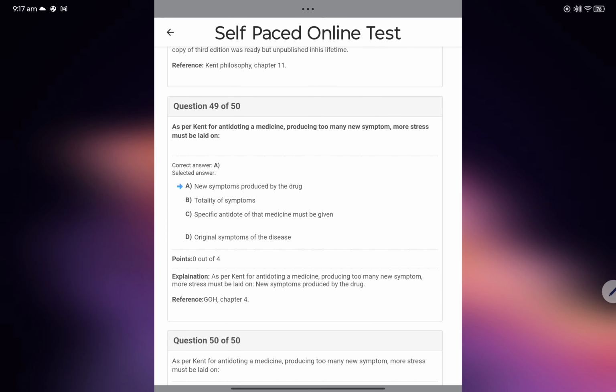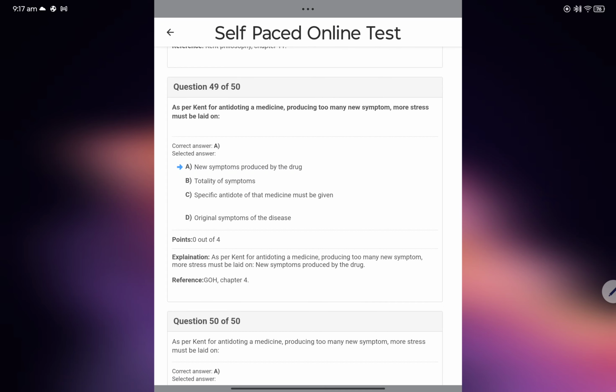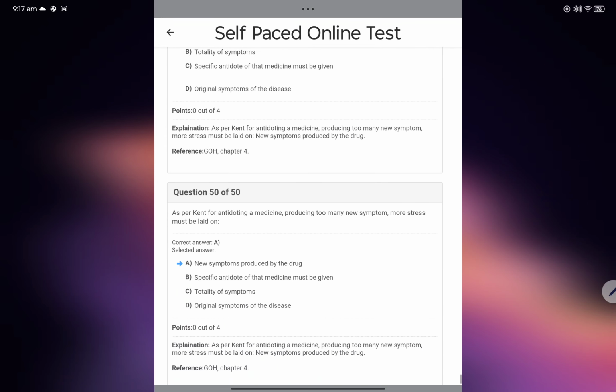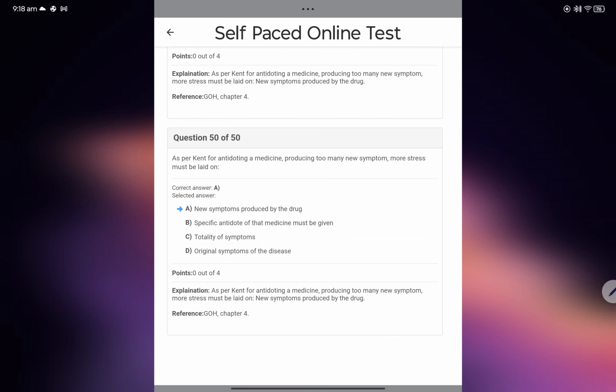Next question. As per Kent, for antidoting a medicine producing too many new symptoms, more stress must be laid on the new symptoms produced by the drug. And next question, as per Kent, for antidoting a medicine, okay, this was repeated. Okay, so it was all about this.